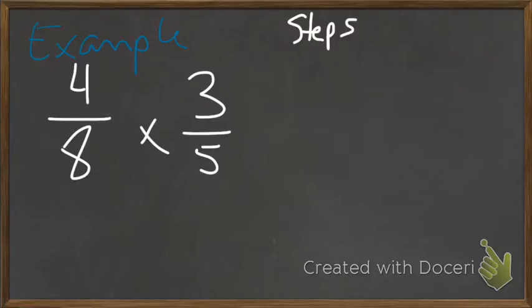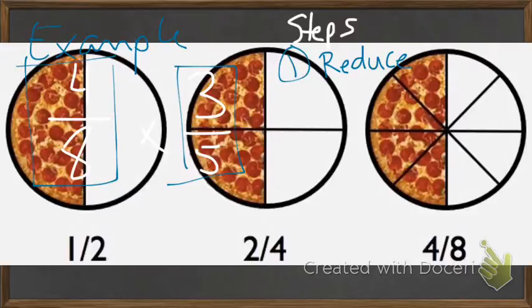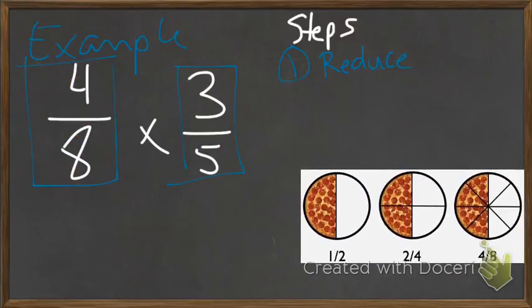Before we start the examples, keep in mind our steps. Step 1, reduce. Is there anything we can reduce here? We have 4/8 and we have 3/5. Now, trying to think about it, we can't really reduce 3/5. 4/8, 4/8. Now, if there's only somebody that could tell me if I can reduce that, ooh, look at that pizza. So we have 1/2, 4/8, and 2/4. So 4/8 is actually the same thing as 1/2. They're the same.